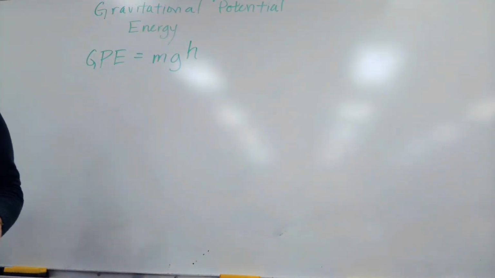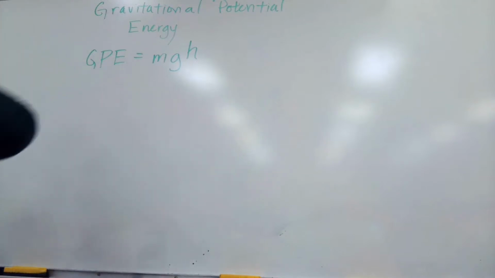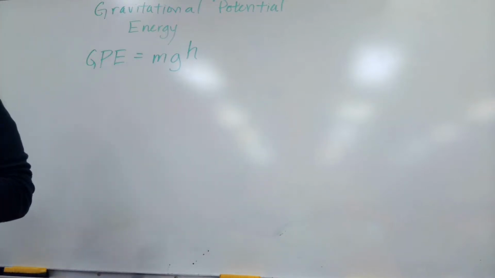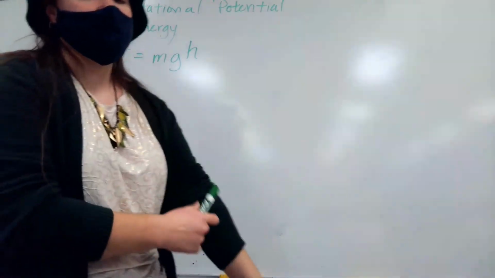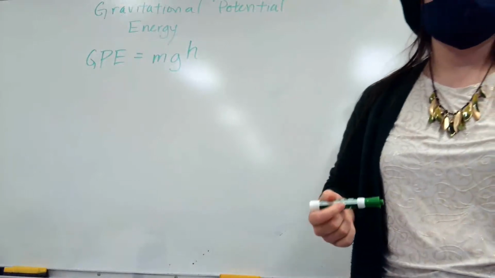Why is it off the ground? Because we defined gravitational potential energy as the energy you have from lifting something up against the force of gravity. What if it's on a hill? So that's one of the things with gravitational potential energy. You actually have to define where your 0 point is.